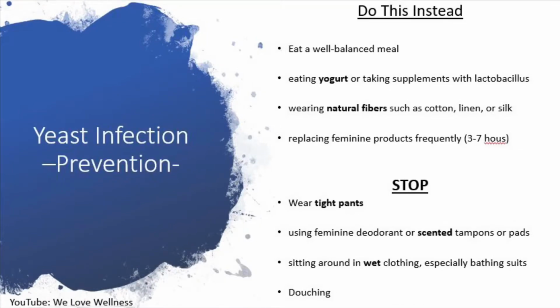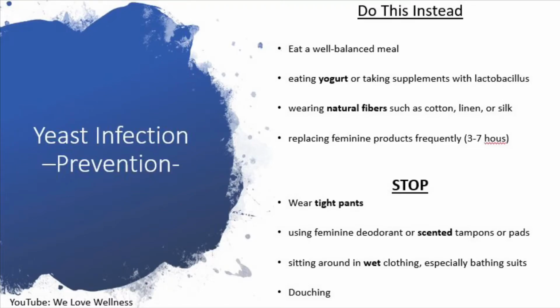Now let's get into prevention of yeast infections. These are some things that you can do to help prevent recurrence of yeast infections, or a yeast infection from happening. You want to eat a well-balanced meal. This goes with anything in life. The healthier you eat, the healthier you should be on the inside. And preferably you want to focus on yogurts or foods or supplements that have the lactobacillus probiotic, which is good and healthy bacteria for you.